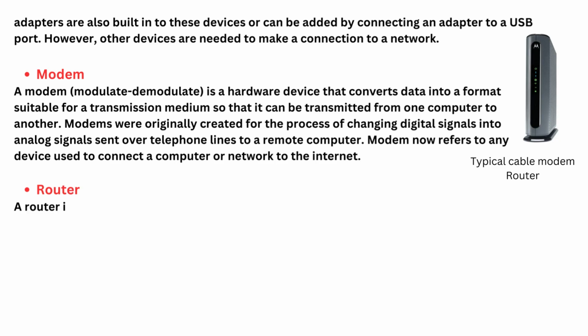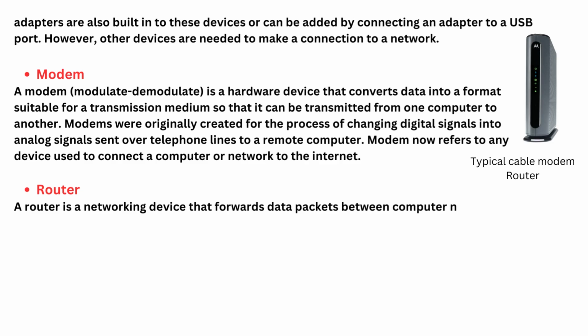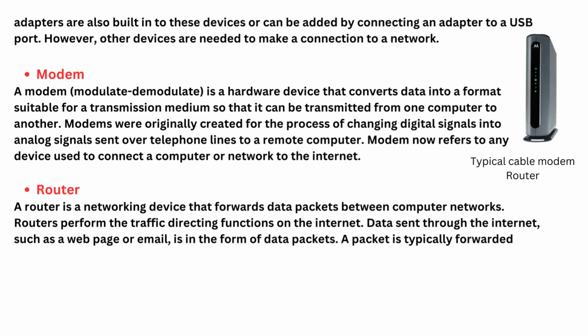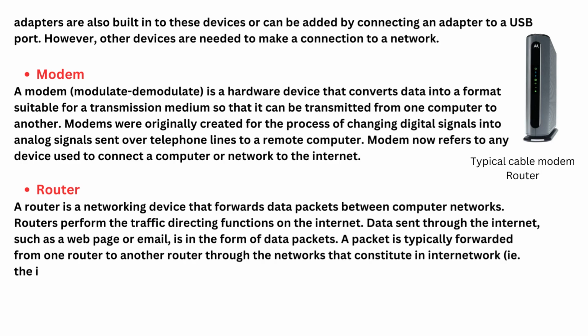Router. A router is a networking device that forwards data packets between computer networks. Routers perform the traffic directing functions on the internet. Data sent through the internet, such as a web page or email, is in the form of data packets. A packet is typically forwarded from one router to another router through the networks that constitute an internetwork, i.e. the internet, until it reaches its destination.